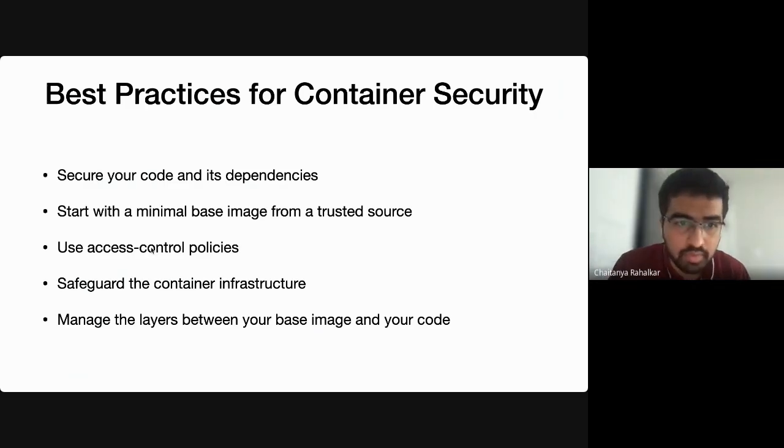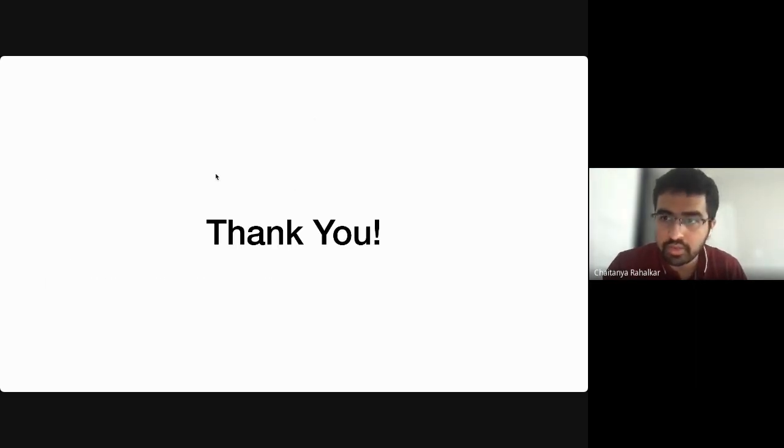To summarize, these are the best practices. You secure your code and dependencies. You start from the ground up and make sure your application itself is secure. You start with minimal base images from a trusted source. You make sure that you only run whatever you need and not any unnecessary services. Use access control policies. Safeguard the entire infrastructure, including the network stack and the container stack, and have control over the layers between your base image and your application layer. And yeah, that's it.